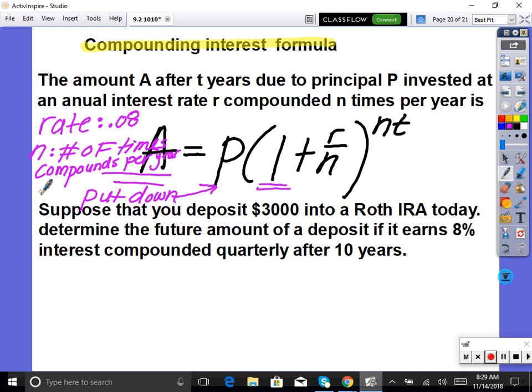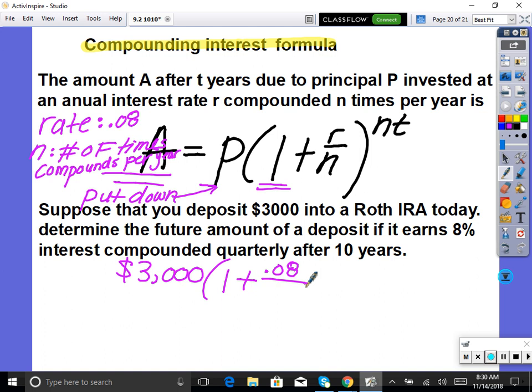Does that make sense? So let's read this problem. Suppose you deposit $3,000 into a Roth IRA today. So wouldn't that be our put down amount? So you put in $3,000 in. Then we have 1 plus, what's our rate? Let's read. It says, determine the future amount of a deposit if it earns 8% interest compounded quarterly after 10 years. So our interest, our R is 0.08, isn't it?